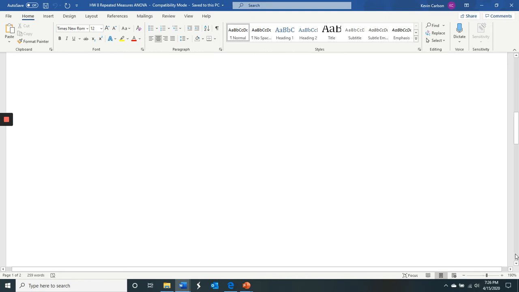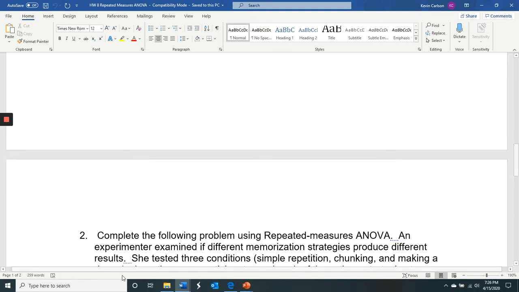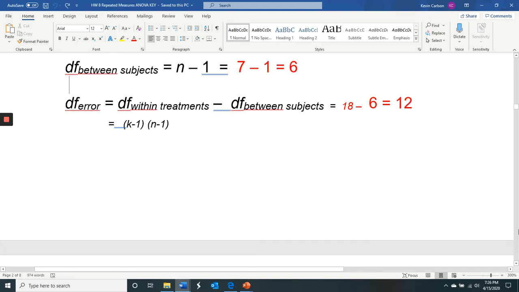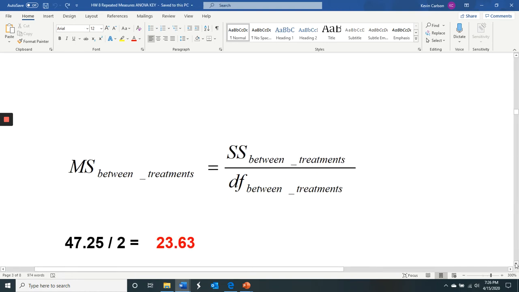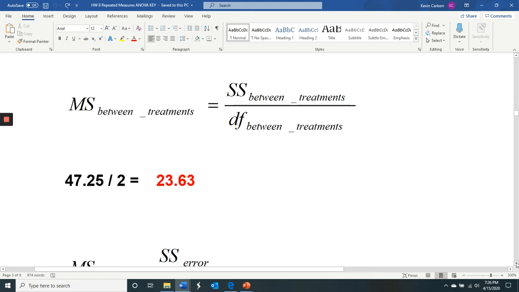So let's go down and do that. Let me go back to my key where everything is. So like I said, the top is the same. We need to get the MS between treatments, just like the one-way ANOVA. And so we just plug in the sum of squares between treatments divided by degrees of freedom between treatments. So our mean squares between treatments is 23.63.